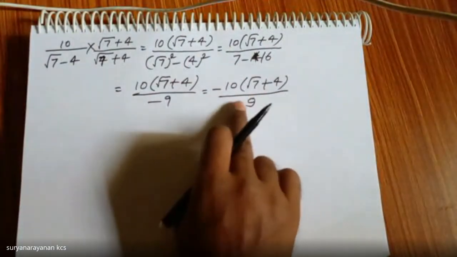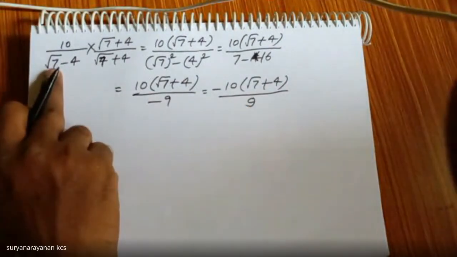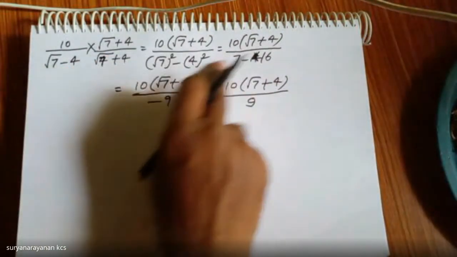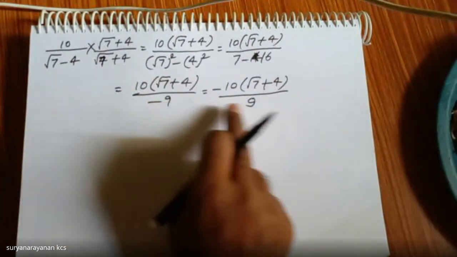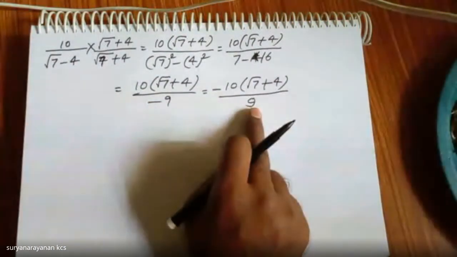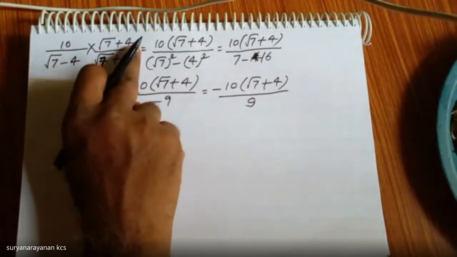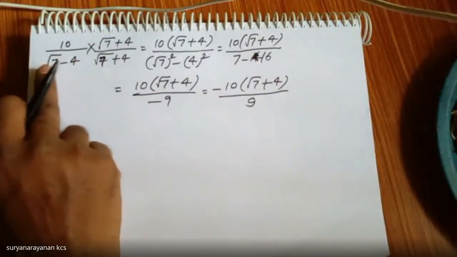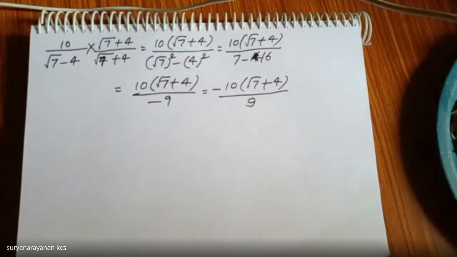So if you observe here, in the denominator we got 9. Actually, in the denominator, root 7 minus 4 is there. It is an irrational number. By performing this procedure, we got the denominator 9. It is a rational number. So that is why this number, root 7 plus 4, is called the rationalizing factor of root 7 minus 4. Okay, my children, understood this point?